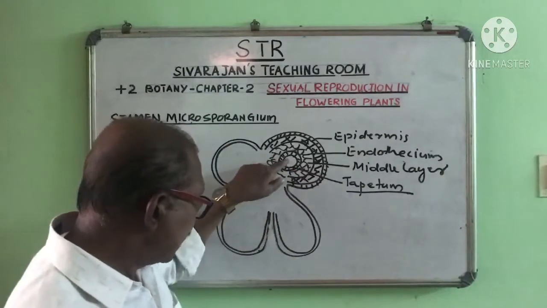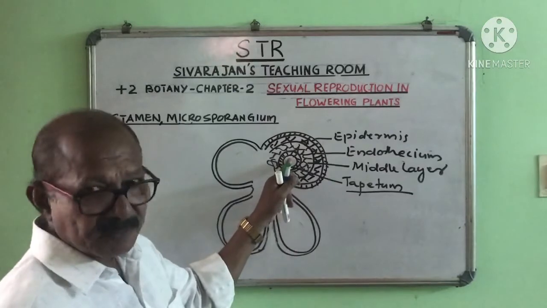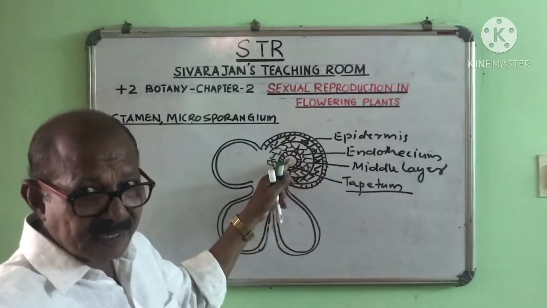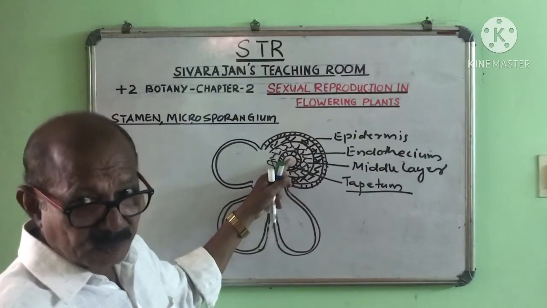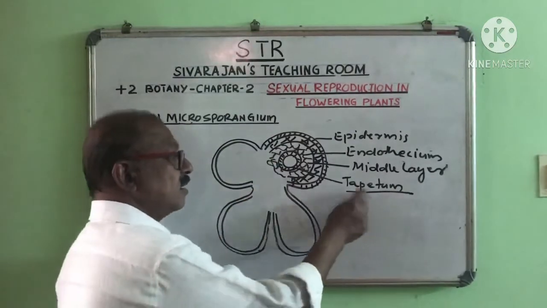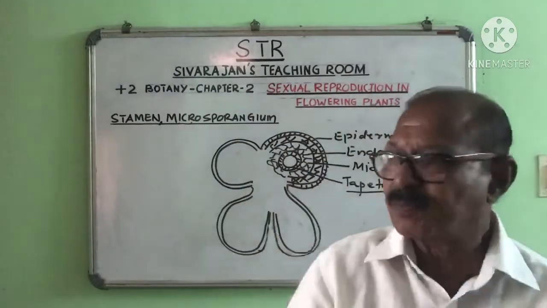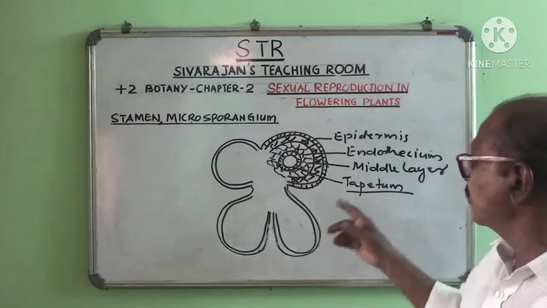So this cavity inside, the very central cavity, is the microsporangium. It is inside the microsporangium that the microspores or the pollen grains develop. The developing microspores or pollen grains get nourishment from the cells in the tapetum. So to provide nourishment to the developing microspores is the function of tapetum.